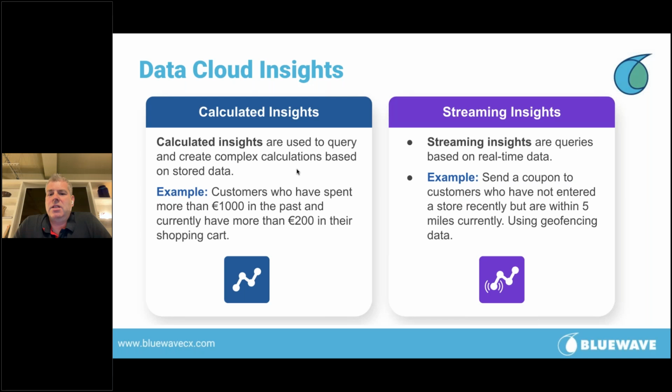And then streaming insights are queries based on real-time data, perhaps using the ingestion API. Example, send a coupon to customers who have not entered a store recently but are within 5 miles currently using geofence data. So that's more instant, if you like, in terms of how we react to that information.